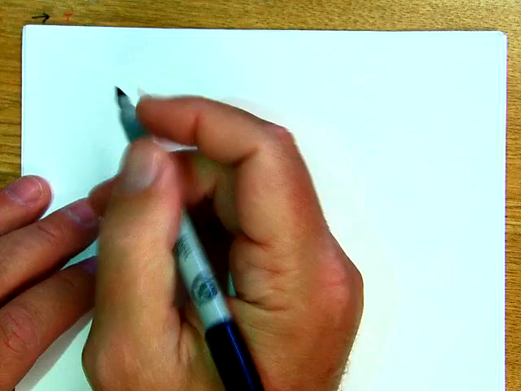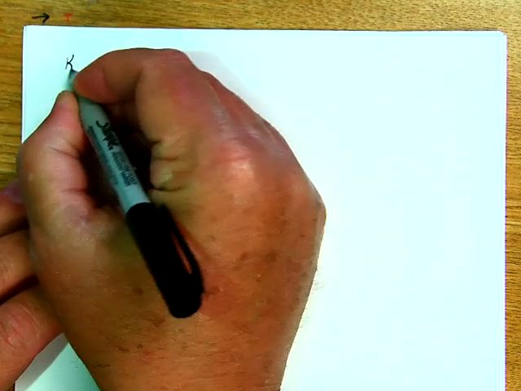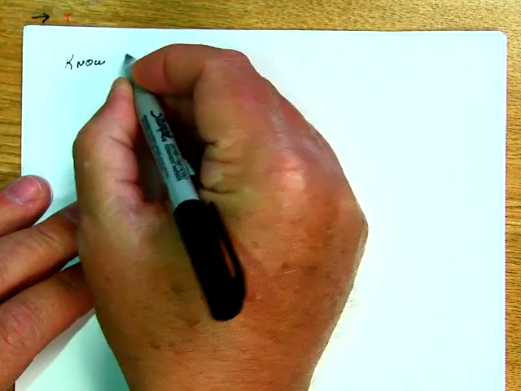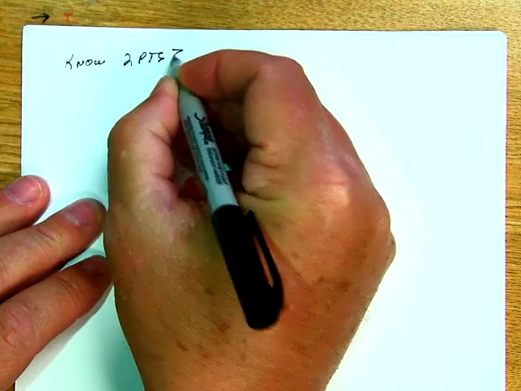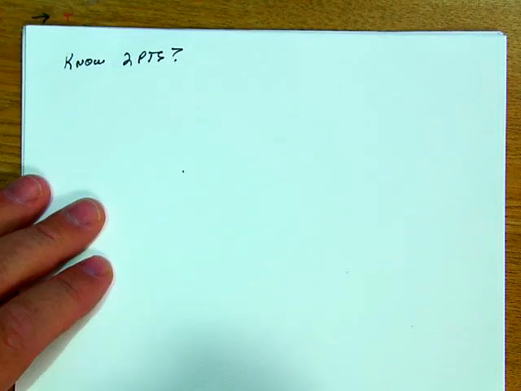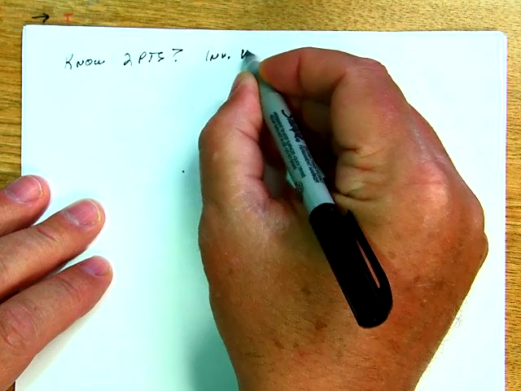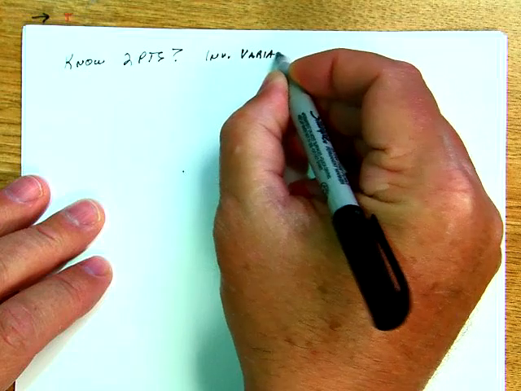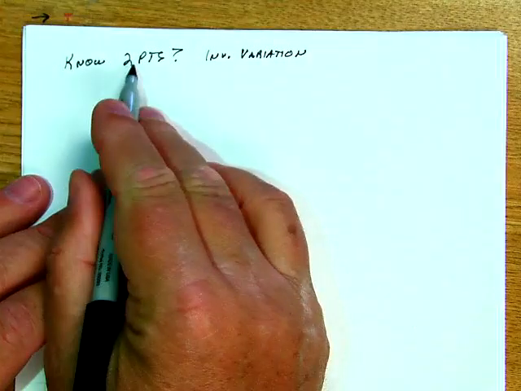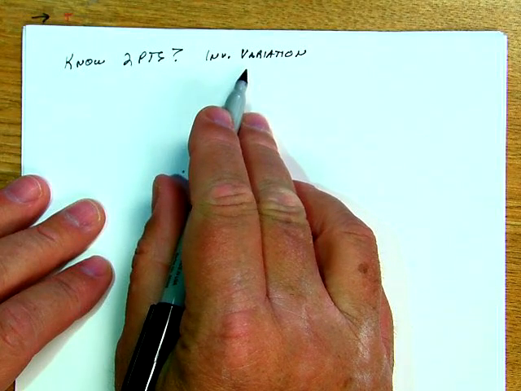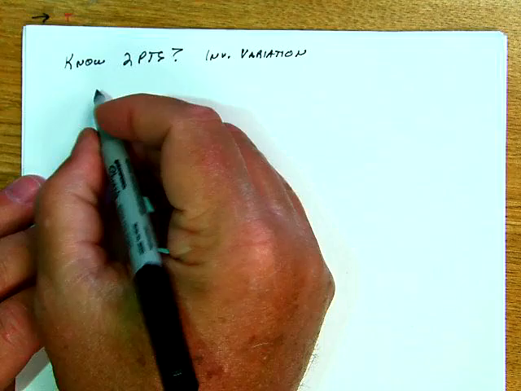All right, let's continue on with the lesson here. And now let's go for the example. What happens if I know 2 points? Okay, and I know that I have an inverse variation. Well, both of those points make my inverse variation true. Okay, so let's take a look at them.